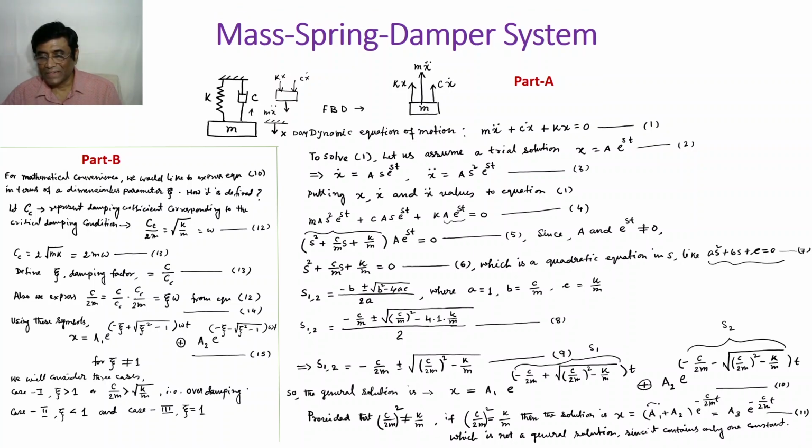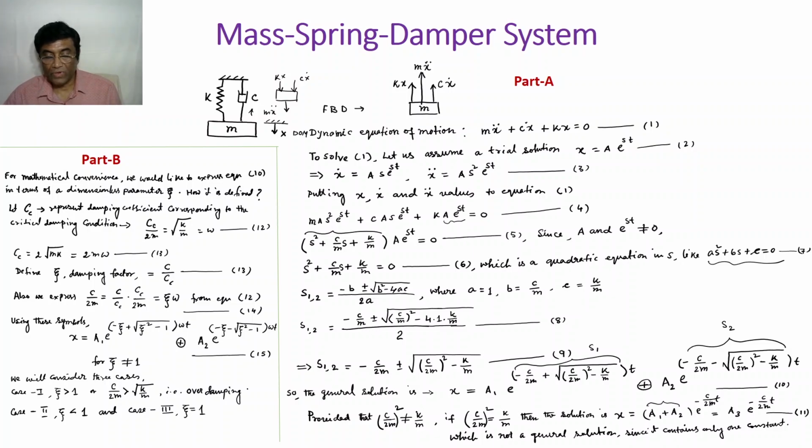Now a1 is a constant, a2 is a constant. So the summation of these two constants is just one other constant. So this cannot be a general solution, because now you have only one constant. It's a second order system. There should be two constants, right? So this solution is valid only for non-zero discriminant, right?